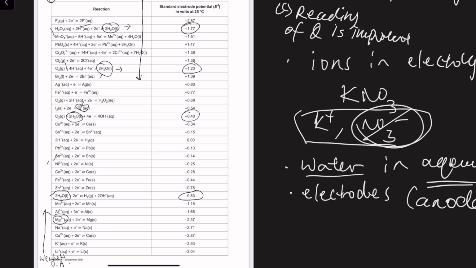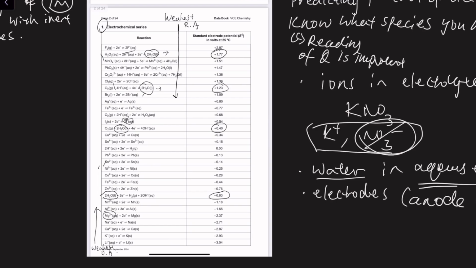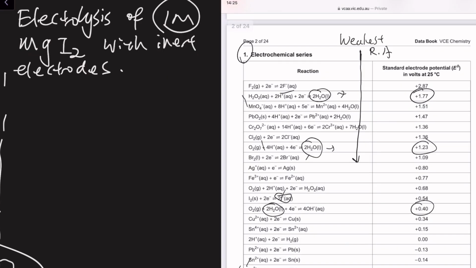So now let's look at how you predict which reaction would occur. So I think this can be best done by actually using a practice question. And this practice question, I would say, is a little bit more difficult. So in the exam, you should expect to see a question with similar difficulty. So we have electrolysis of a 1 molar magnesium iodide with inert electrodes.